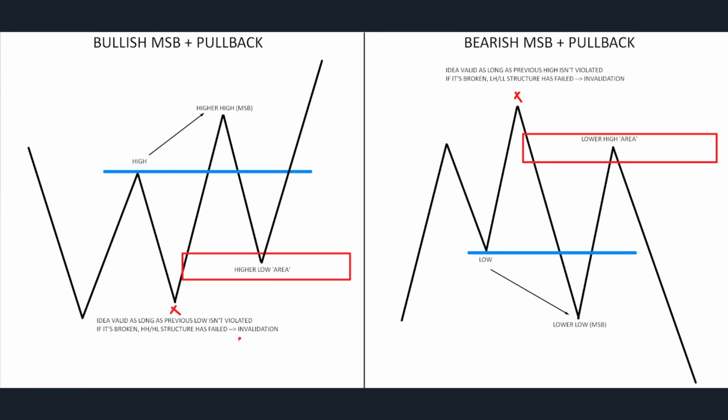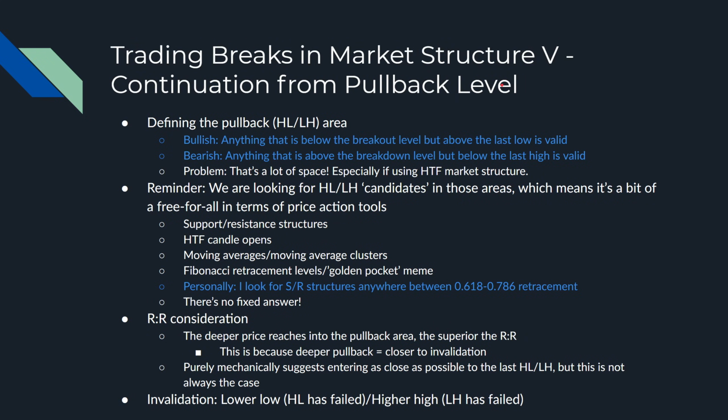And again, invalidation, just as a reminder, for the bullish case, it's higher highs and higher lows. If it fails to make a higher low, invalidation. For the bearish case, lower high and lower low. If on this bounce it fails to make a lower high, then the structure's broken and that's no longer valid.